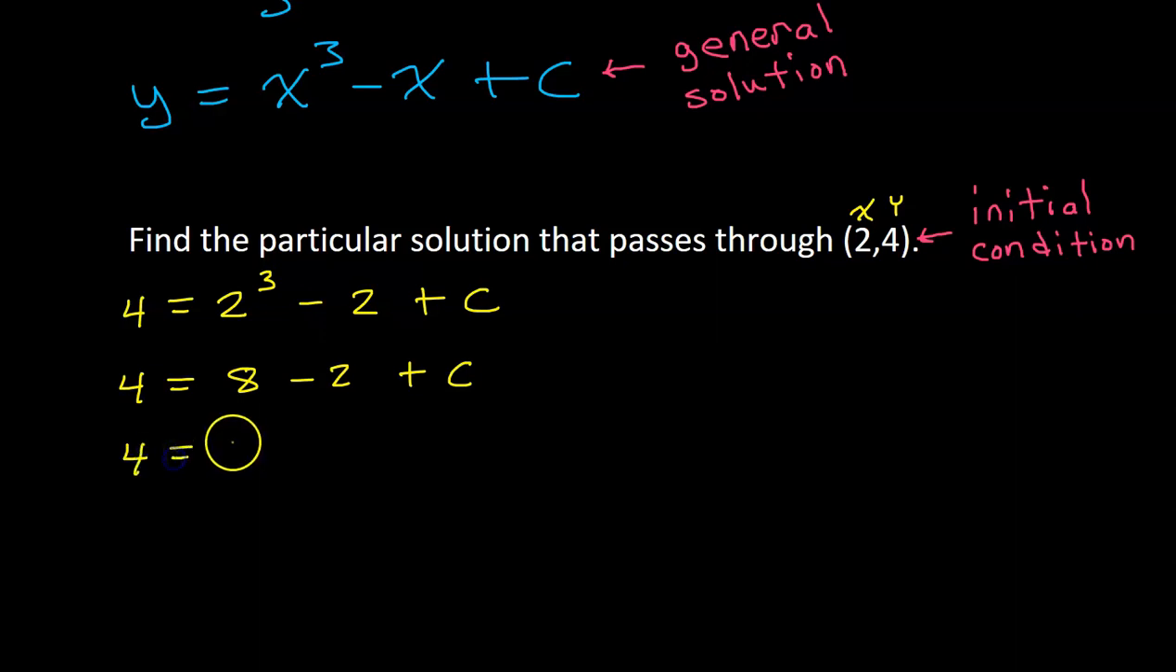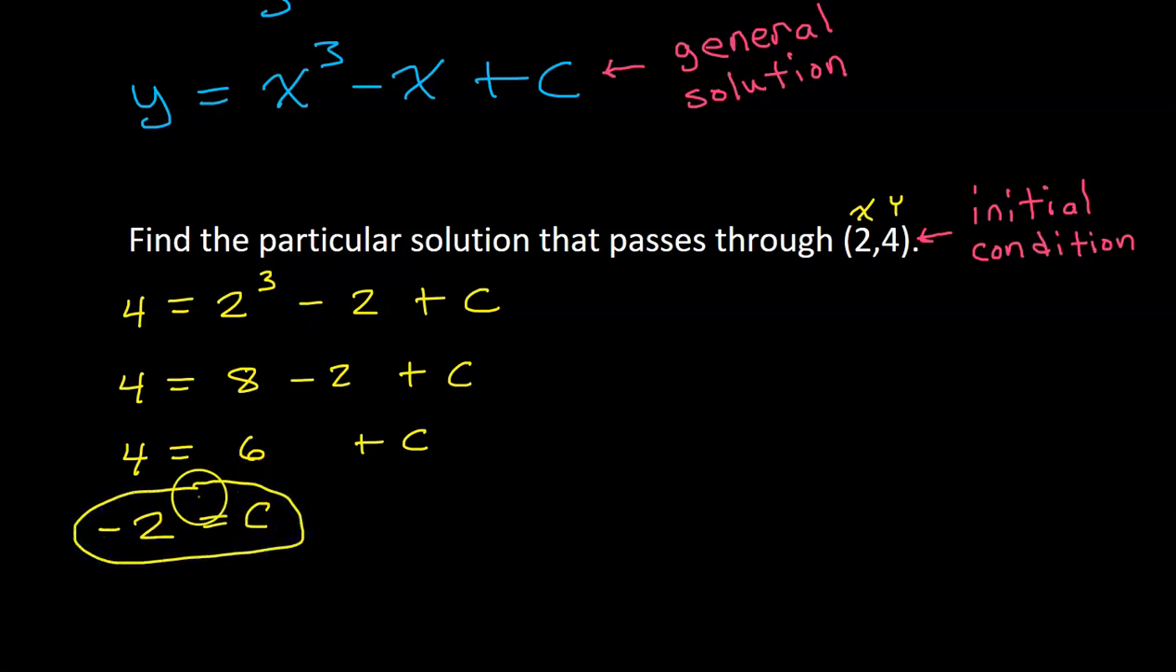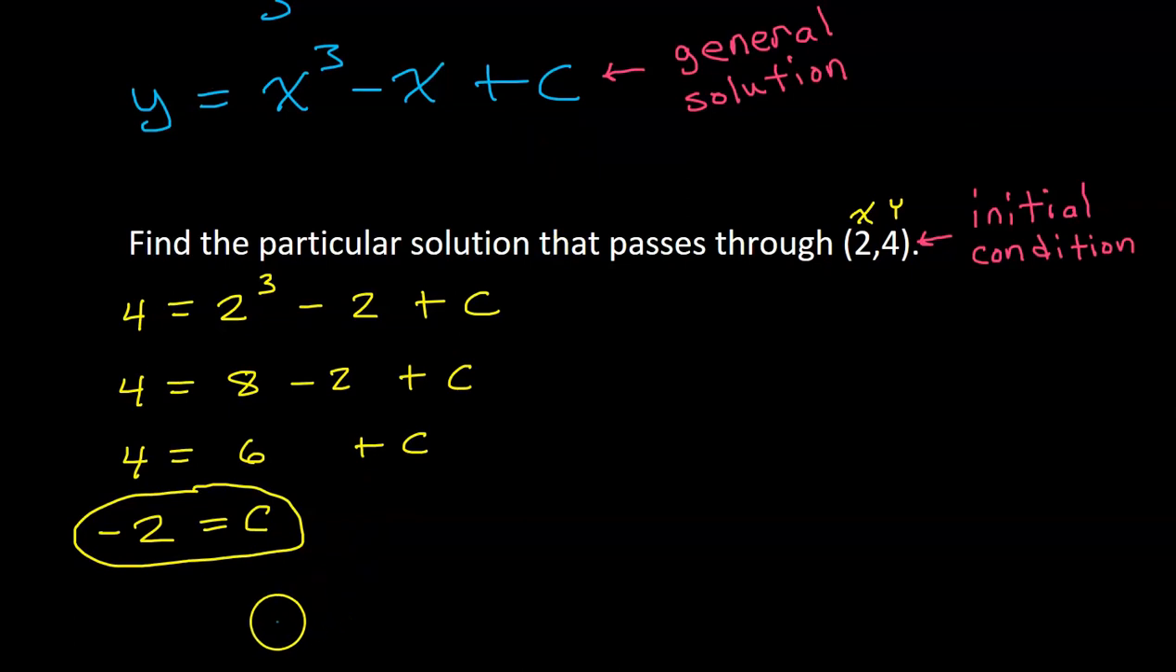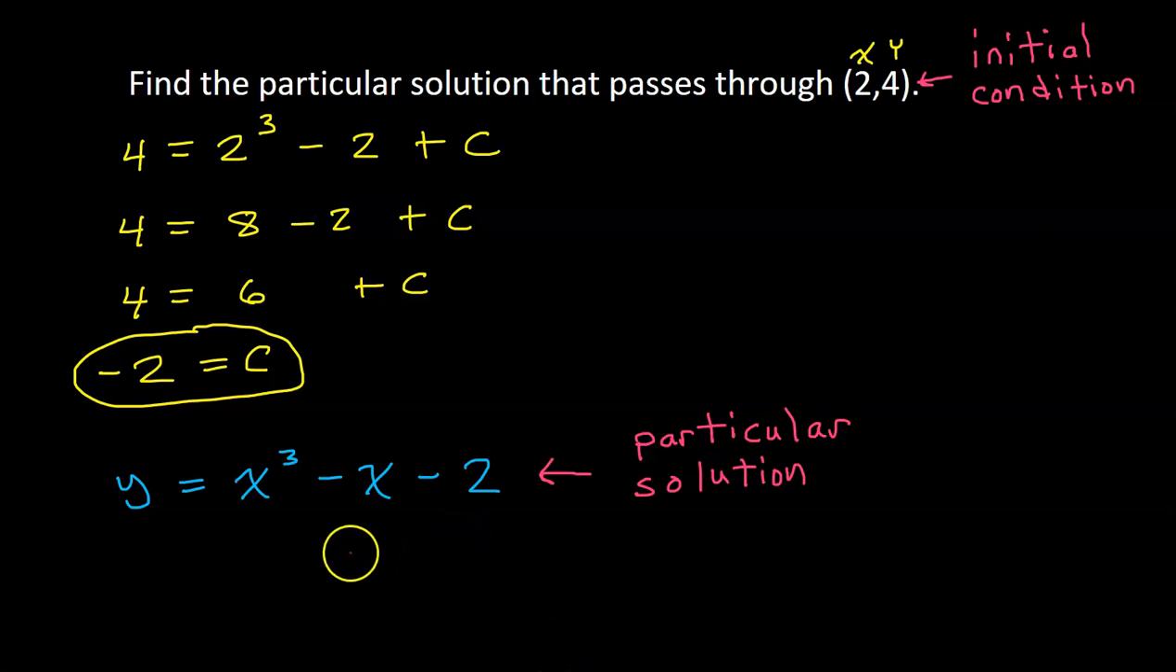So 4 is equal to 6 plus c. And subtracting 6 from both sides, we have -2 is equal to c. So we have just found the value of c. Substituting that back into the general solution, we have y equals x to the third power minus x minus 2. So instead of a family of infinitely many vertical translations, we have now narrowed it down to one particular solution based on the initial conditions.